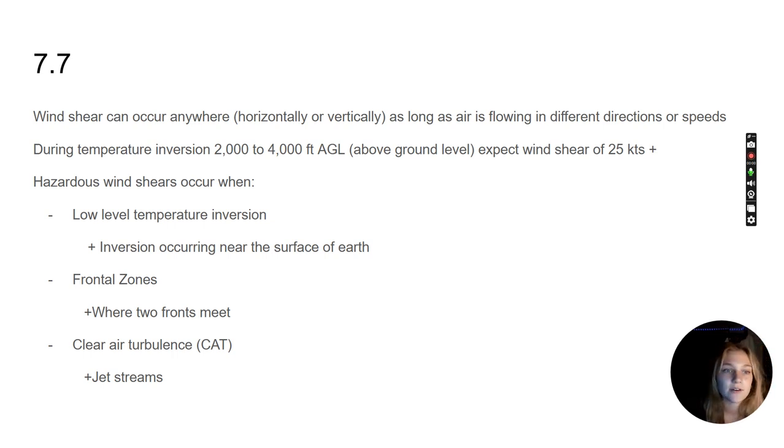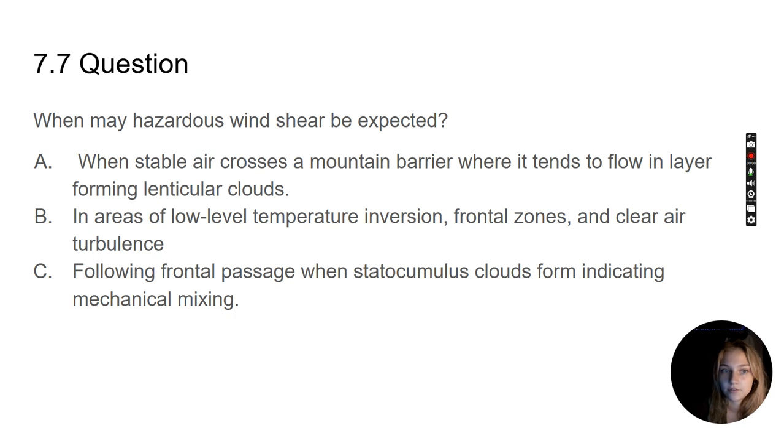All right, 7.7. Wind shear can occur horizontally or vertically, anywhere, as long as air is flowing in different directions or speeds. During temperature inversions, 2,000 feet to 4,000 feet AGL, expect wind shear up to 25 knots, and those are like low ground level temperature inversions. Hazardous wind shears occur with low level temperature inversions, which is inversions occurring near the surface of the Earth, frontal zones where two fronts meet, and clear air turbulence or CAT, which can be caused by things like jet streams. So look out for that.